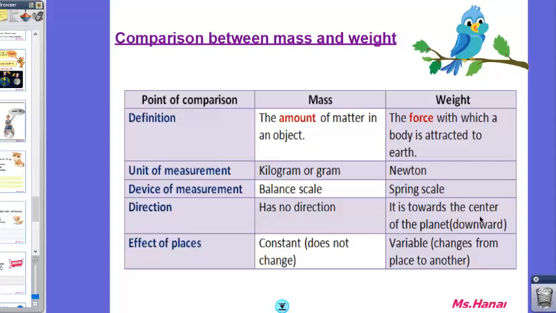From the point of the effect of changing the place, mass is a constant value, so it doesn't change by changing the place, while the weight is a variable value, so it changes by changing the place.